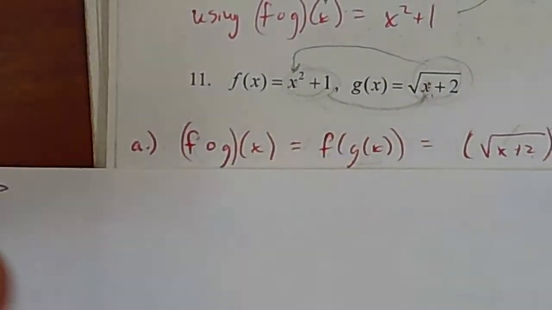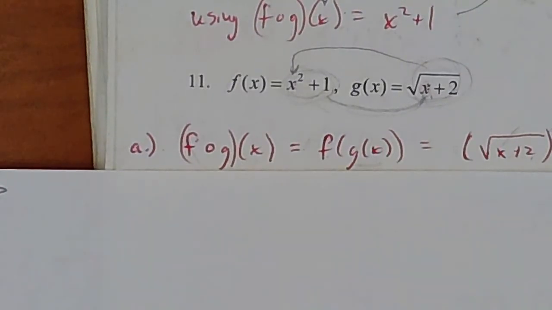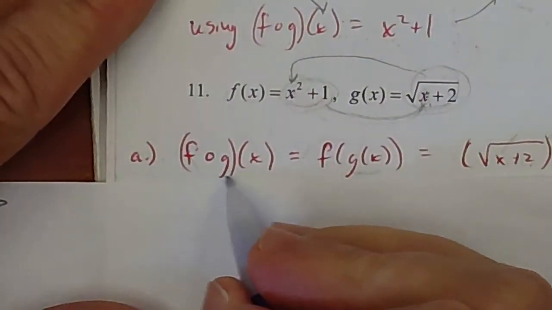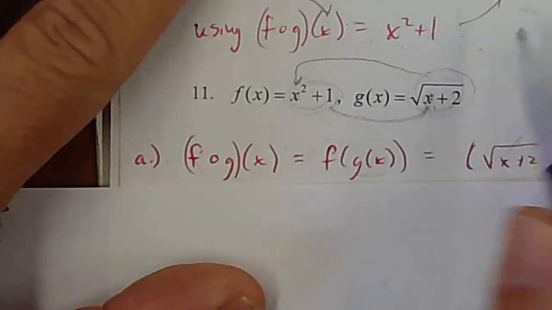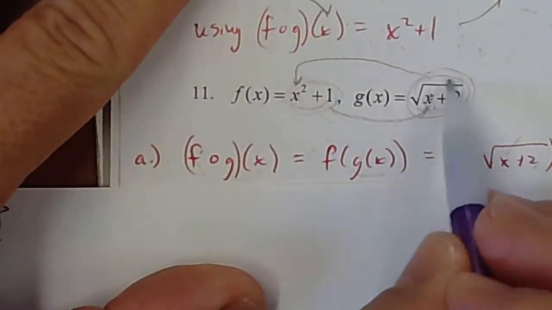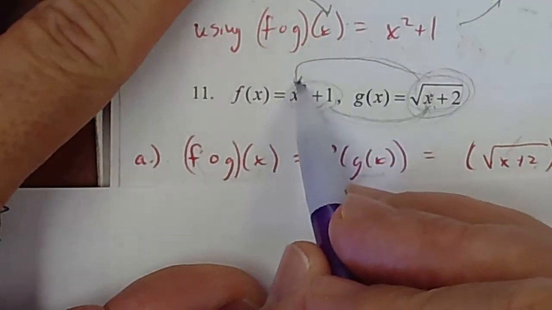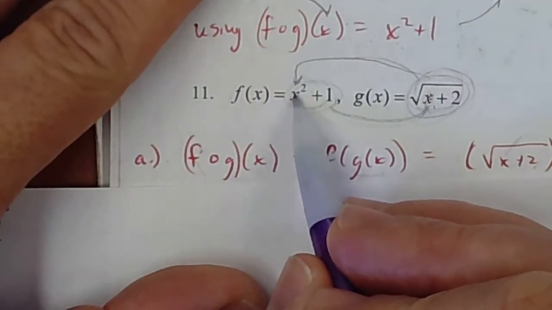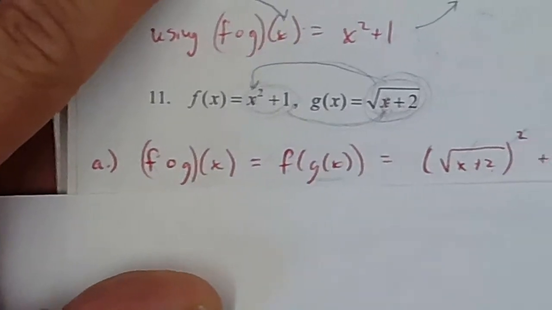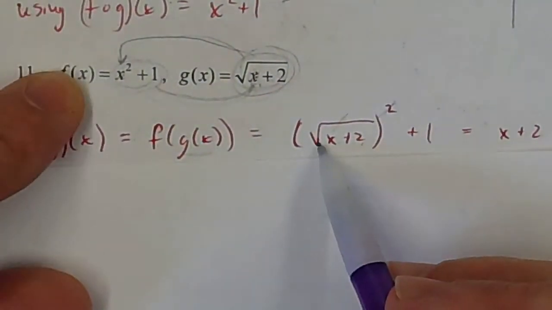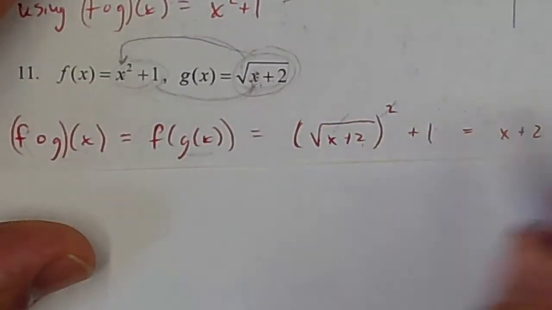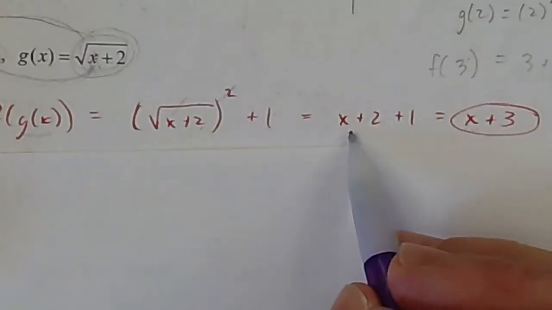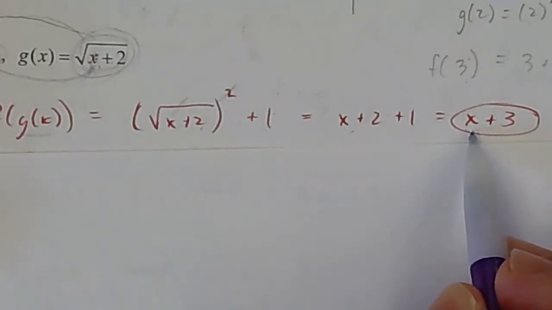Okay, here's f composed with g. Since g is closest to x, that goes inside. So now this entire function, this whole radical, goes in right here. So I have quantity squared, but that goes inside the quantity. So quantity squared plus 1. Squaring a radical is going to cancel and just give me x plus 2. And now we get x plus 3 for the answer.